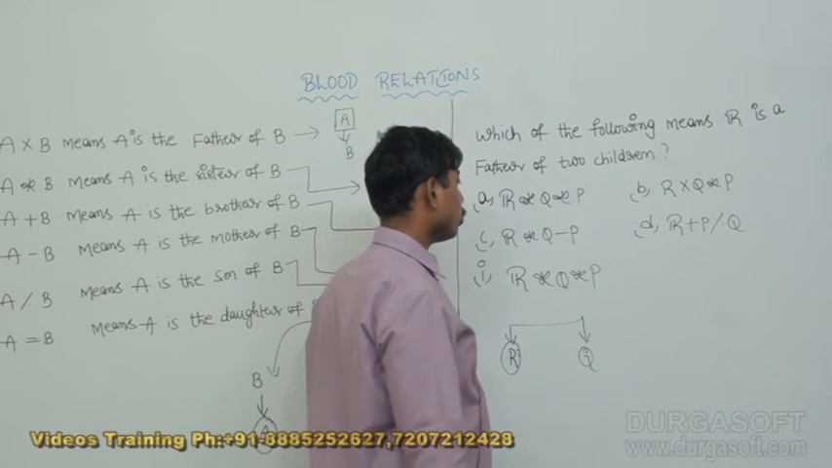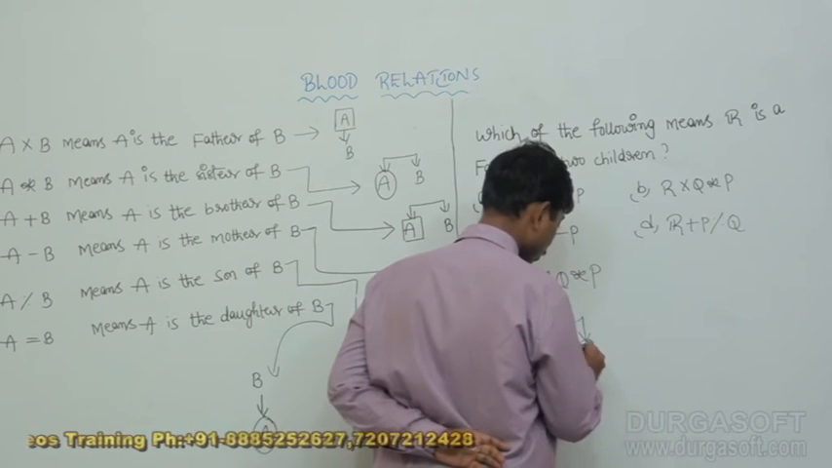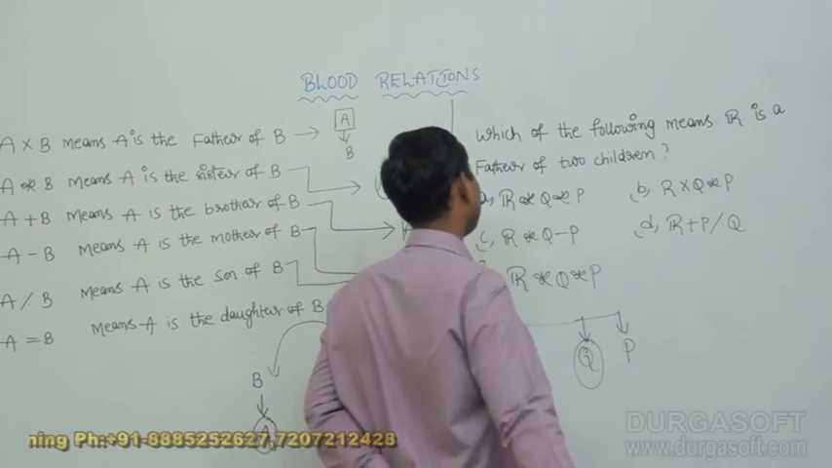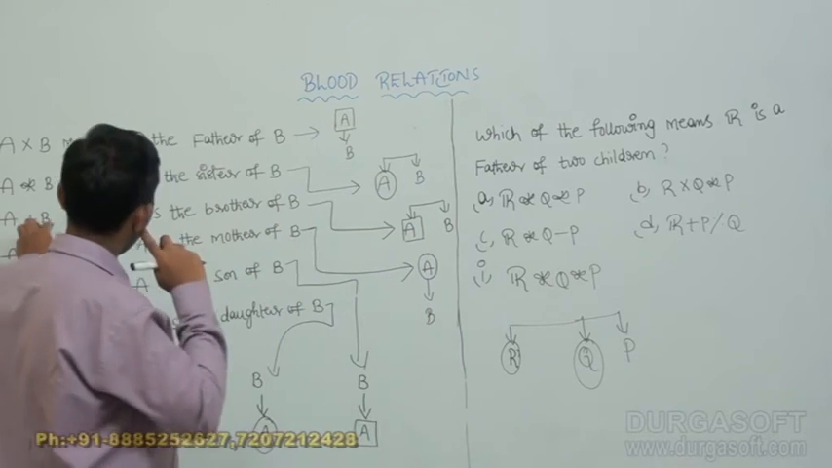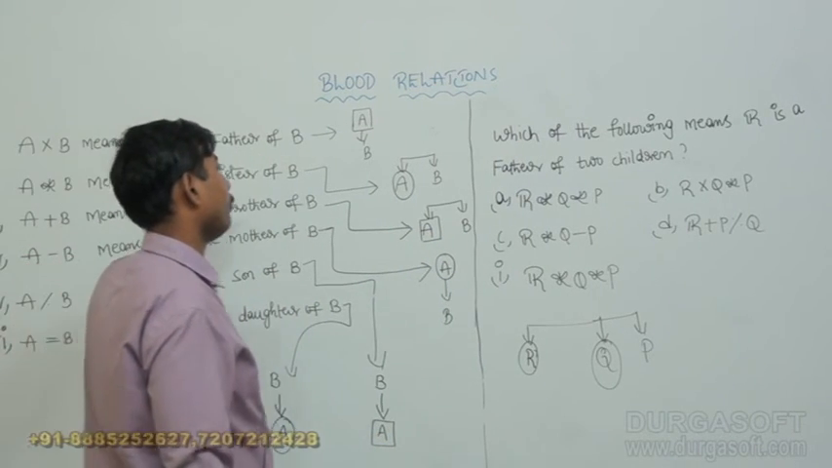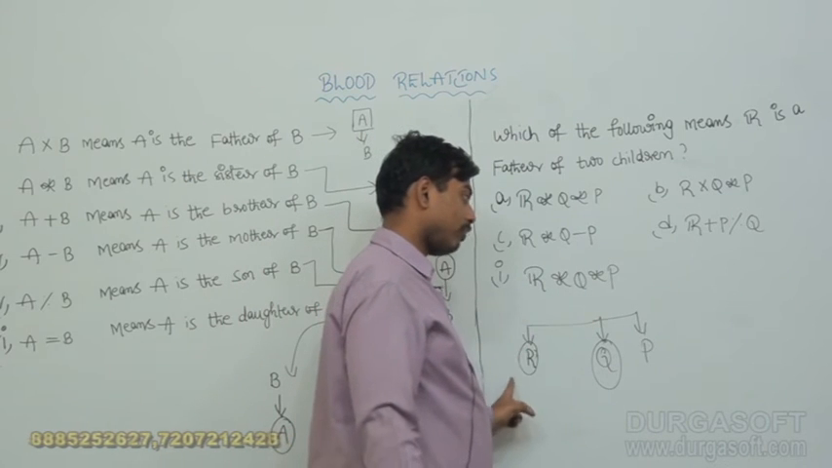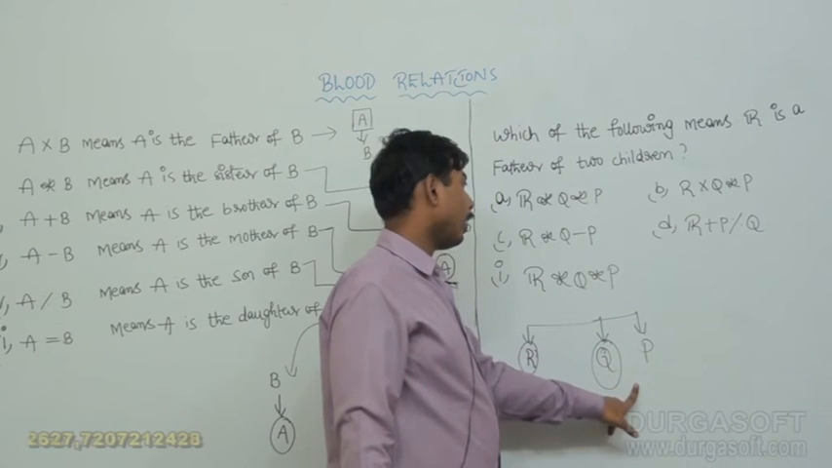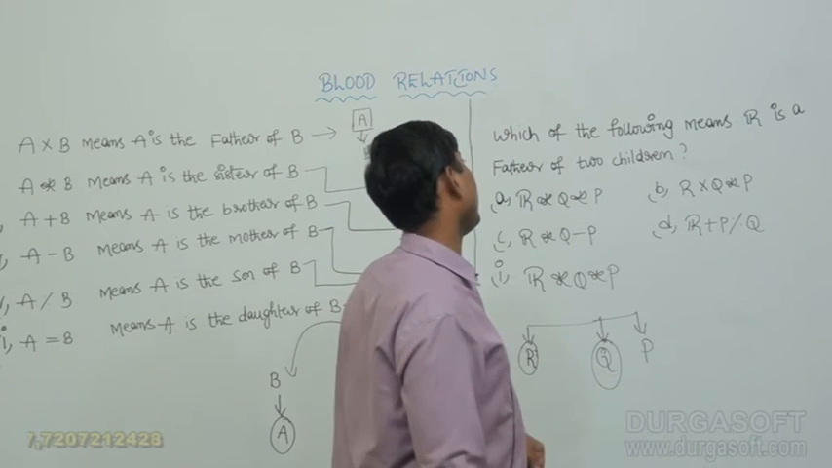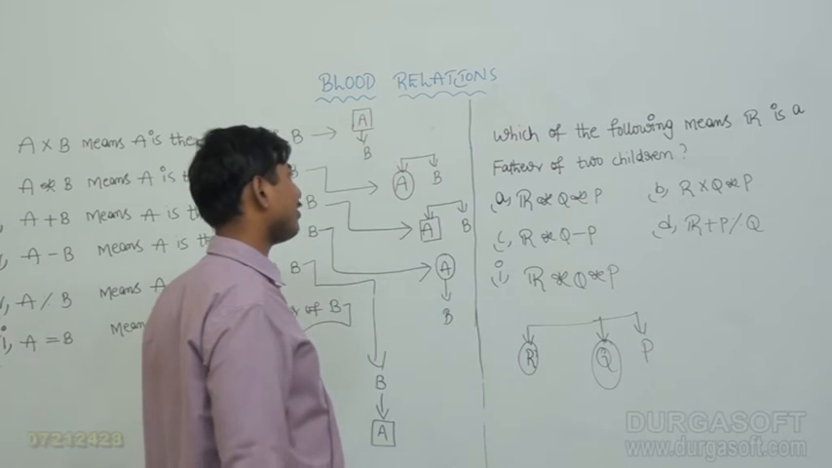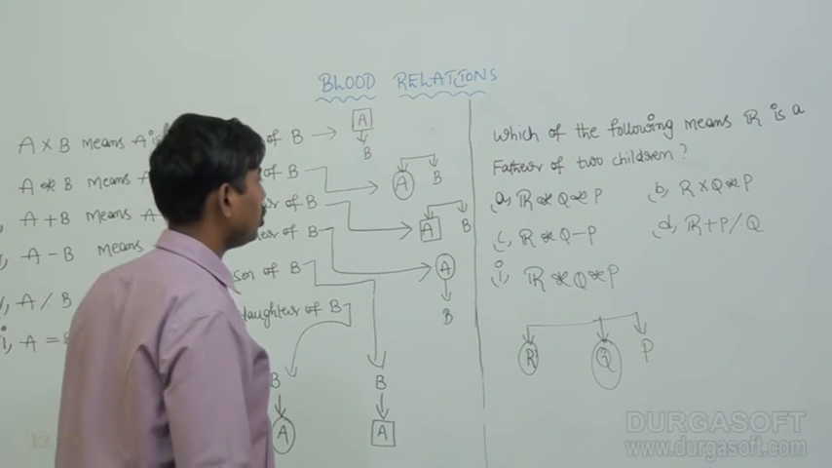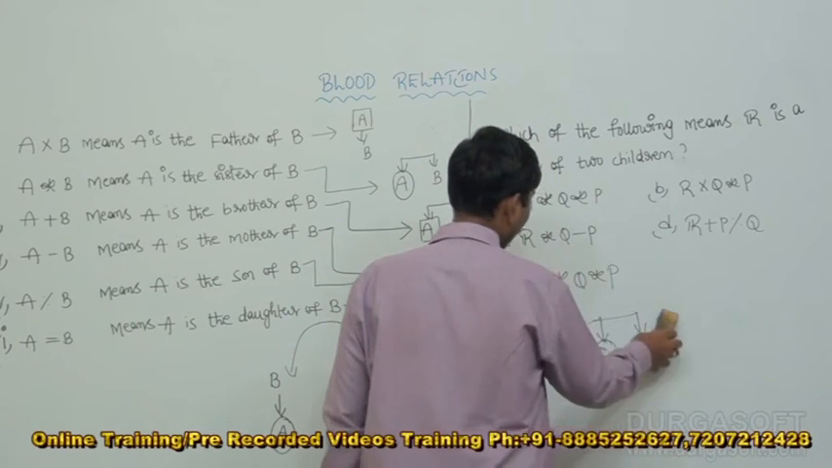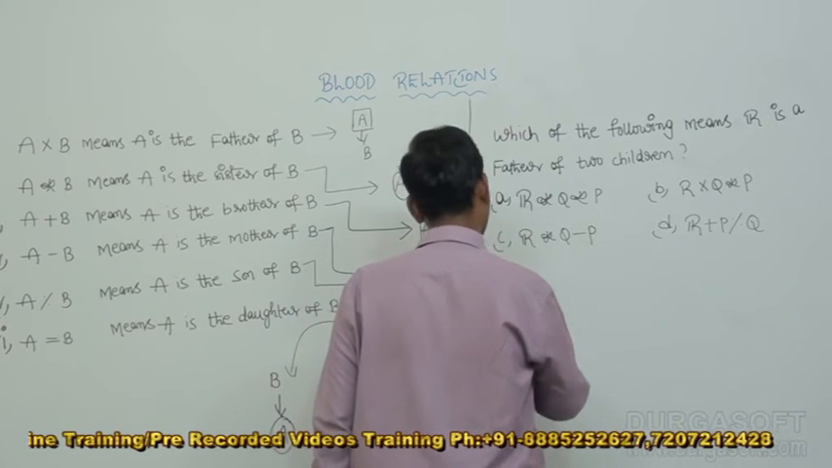Next one, Q star P means Q is the sister of P. Like that, A star B means A is the sister of B. R star Q means R is the sister of Q. Q star P means Q is the sister of P. Anyhow, this family tree is not satisfying that condition, which means option 1 is ruled out from the game, guys.